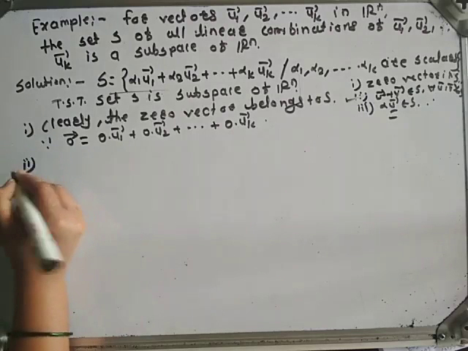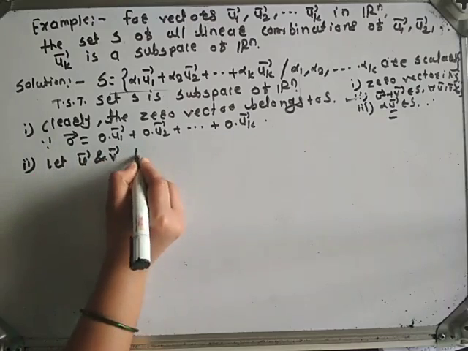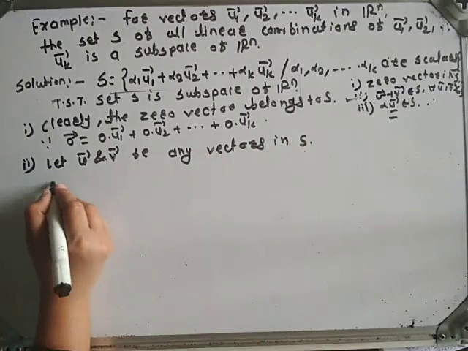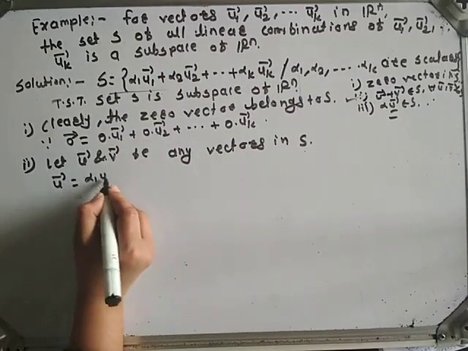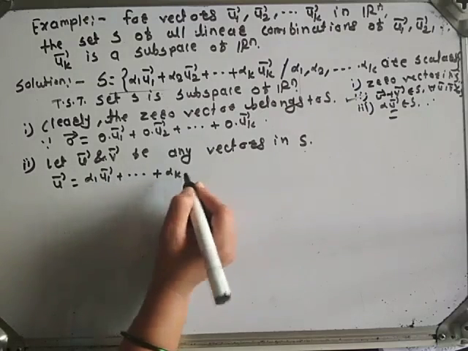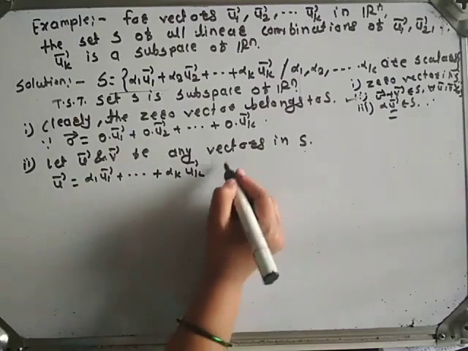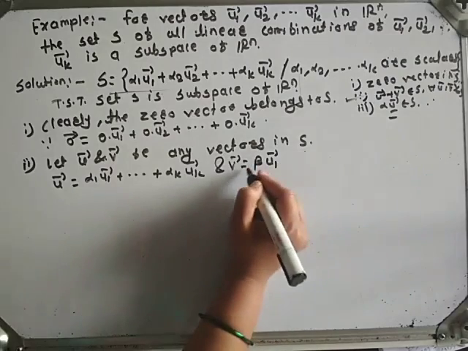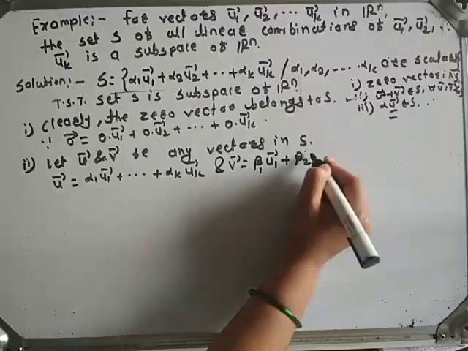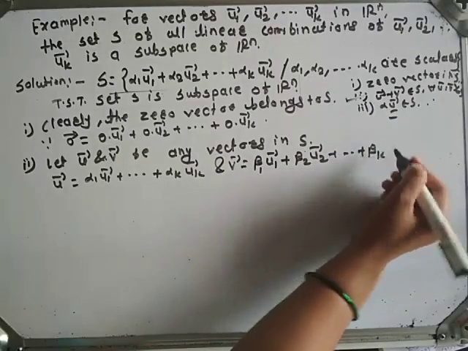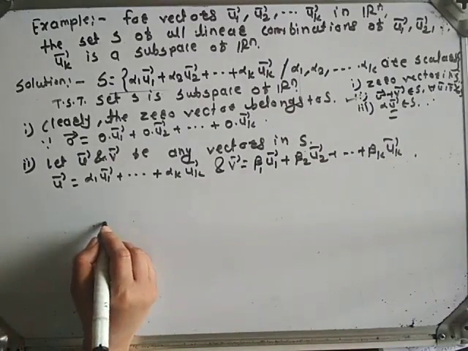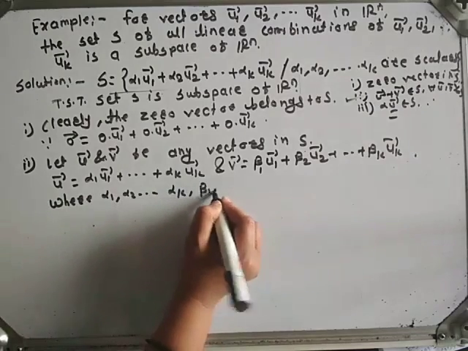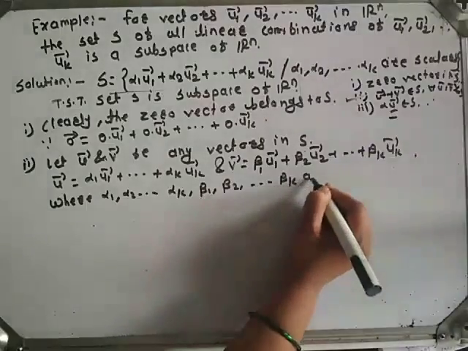Okay. Second, let u bar and v bar be any vectors in S. Then u bar can be written as a linear combination alpha 1 u1 bar plus and so on up to alpha k uk bar, obviously because u bar belongs to S. And v bar can be written as beta 1 into u1 bar plus beta 2 into u2 bar plus and so on up to beta k into uk bar, where alpha 1, alpha 2 and so on up to alpha k, beta 1, beta 2 and so on up to beta k are scalars.